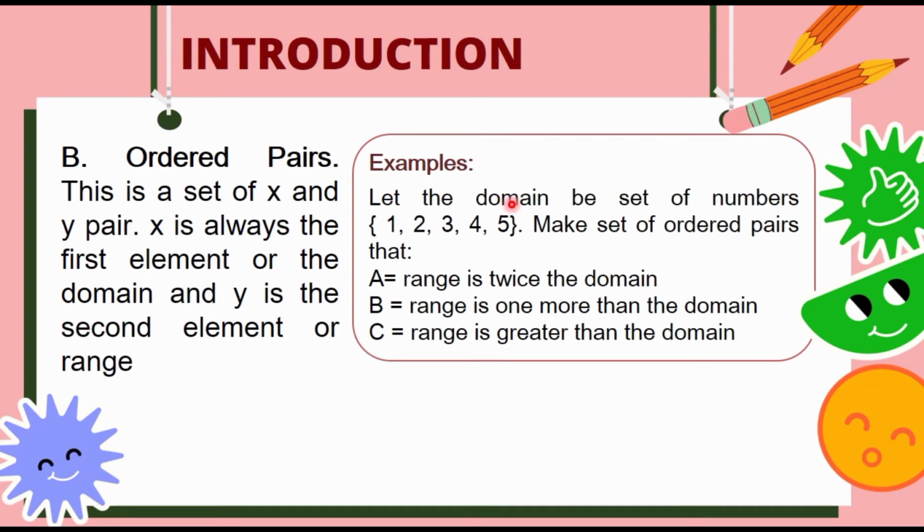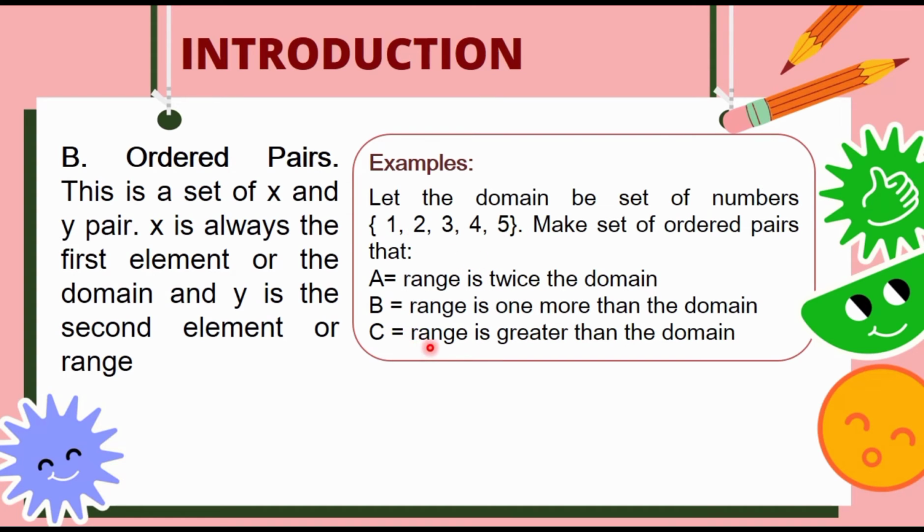Let the domain be the set of numbers. These are our domain, which represents x. We have 1, 2, 3, 4, and 5. We are about to make a set of ordered pairs that satisfy the following conditions. The first condition: the range is twice the domain. So we need to double our given domains. The second set: the range is 1 more than the domain. Meaning to say, we need to add 1 to each domain.